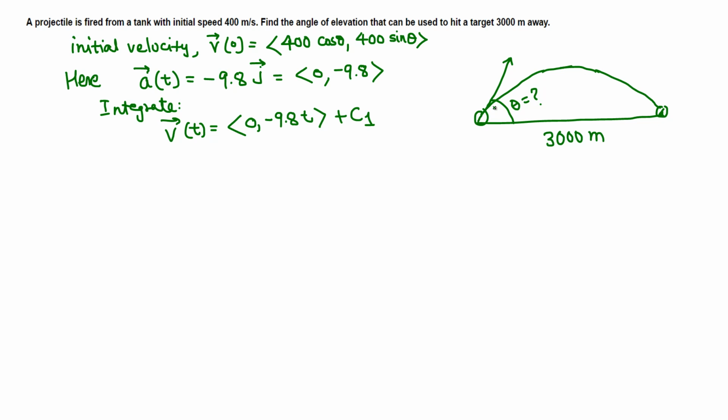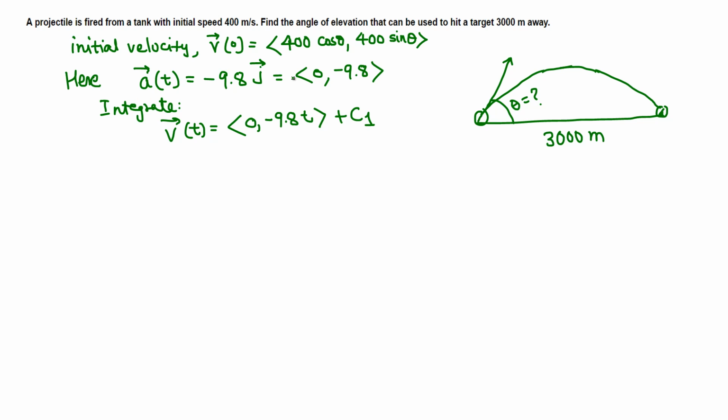So initial speed is given, 400 meters per second. So we can write initial velocity in terms of vector. That's 400 cosine theta, 400 sine theta, and we are interested in finding this theta. As usual, we start from the acceleration, which is negative 9.8 j. The value is 9.8 and it's going down, that's why negative. Down means y direction, there is no x, so it's just j. So in terms of vector, we can write 0, negative 9.8, that's the acceleration.